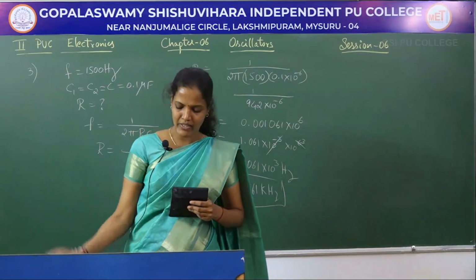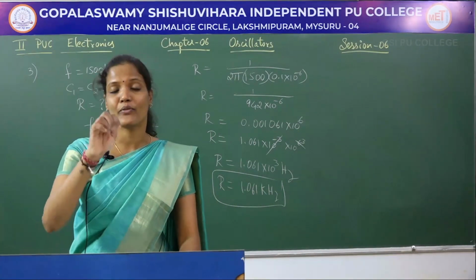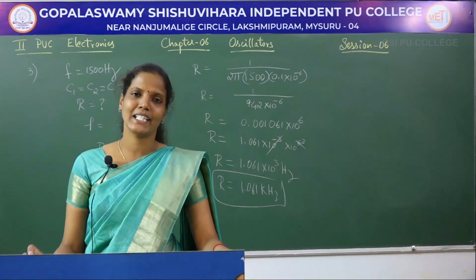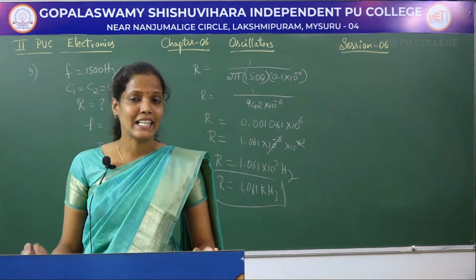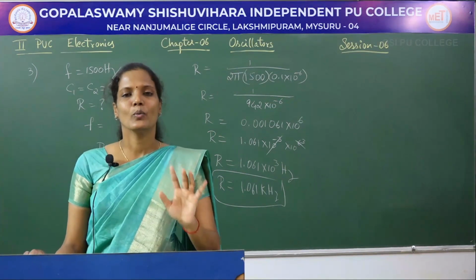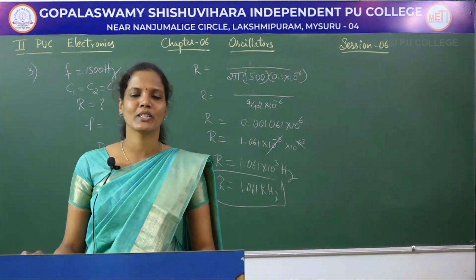So problems are very simple in this oscillators chapter, which will be carrying 5 marks. So in today's session, we saw what exactly is the meaning of lead and lag network. We learned the principle of the lead lag network with the Wien bridge circuit, and we also solved some of the problems on this same topic.